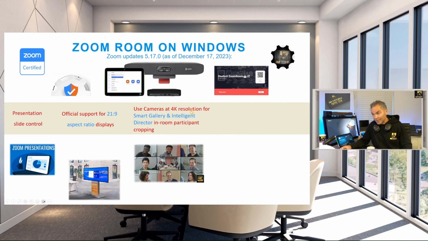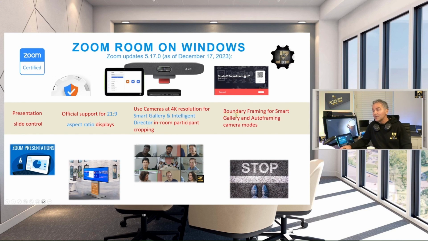We got 4K support for the Smart Gallery and the Intelligent Director, as I said, specifically for the Zoom Room on Windows. And we have boundary frame for Smart Gallery and auto framing mode. So you can set boundaries now for those framing options. Really nice. This is part of that Zoom Room on Windows. And probably I will do more deep dives later on, but I just wanted to bring you up to date.